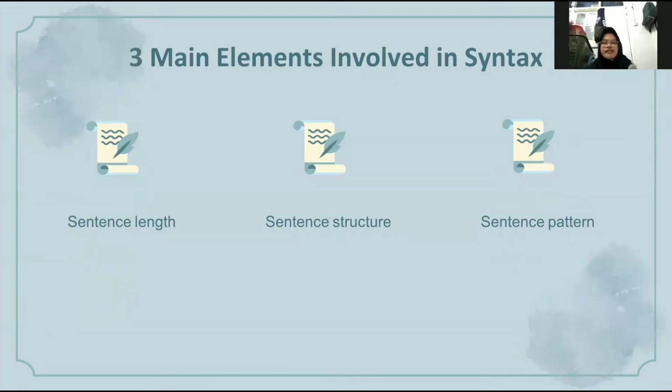The three main elements involved in syntax. The first one is sentence length, meaning shorter and longer. The second, sentence structure: simple, compound, complex, and compound-complex. The third, sentence pattern: placement of subjects, verbs, objects, and complements, and correct subject-verb agreement.